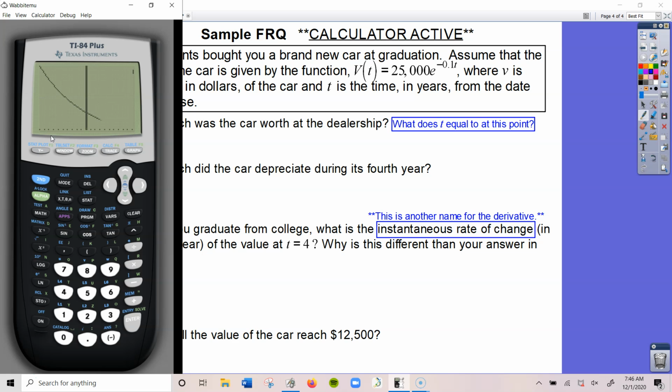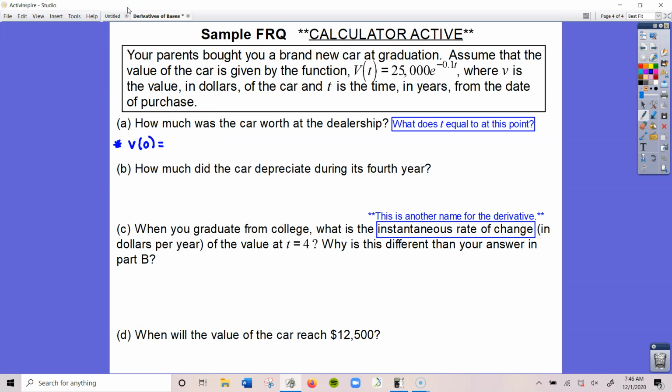And now I can see the bulk of my graph. So what I'm looking for here is a function value. So when I go to my second calc menu, it's option 1 for value. Press enter and we're going to press x is equal to 0. And we get that the y value is 25,000.